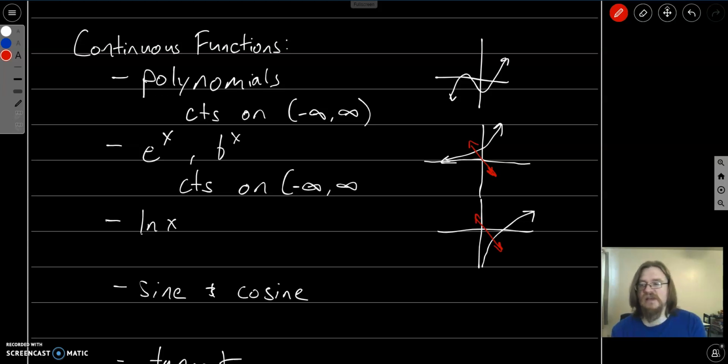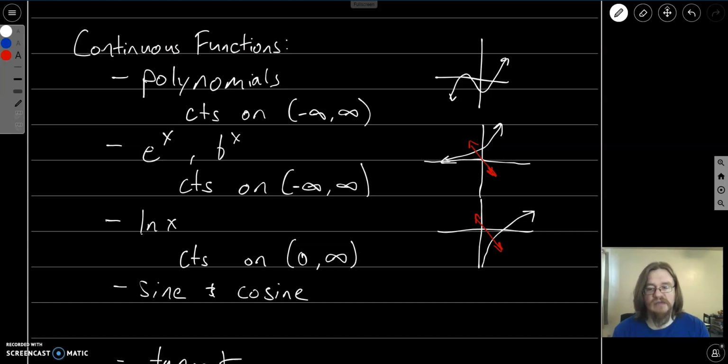So since e to the x is going to be continuous, the natural log of x is also going to be continuous, but only over here. So again, this is continuous on 0 to infinity. Again, because I can't plug a 0 into the natural log of x, and I can't plug negative numbers in, if the function doesn't exist, it can't be continuous there. But wherever the natural log is defined, it will be continuous on that side.